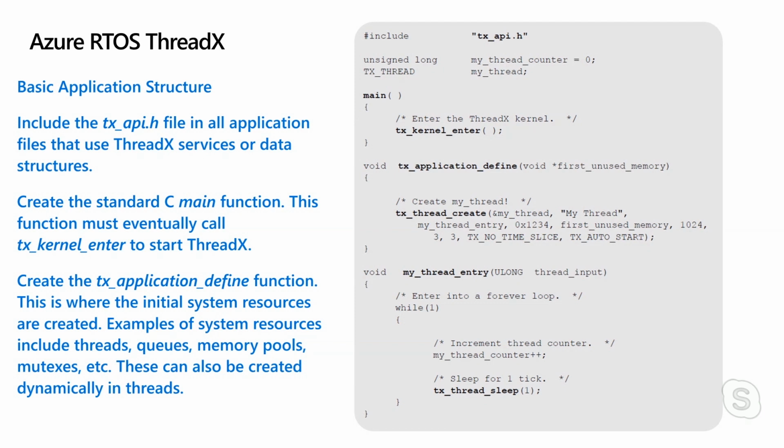So once you call tx_kernel_enter, ThreadX basically initializes all of its data structures, and then calls this function tx_application_define. And it passes the first unused memory location into that. So this is where you can begin creating ThreadX objects like threads and mutexes, etc. And with the first unused memory parameter that it gives you, that's basically a pool of unused memory that you can use for your application.